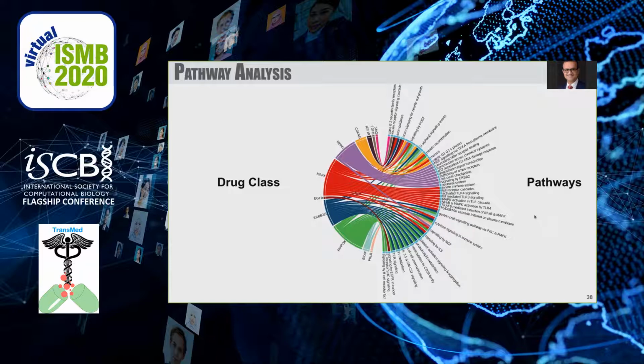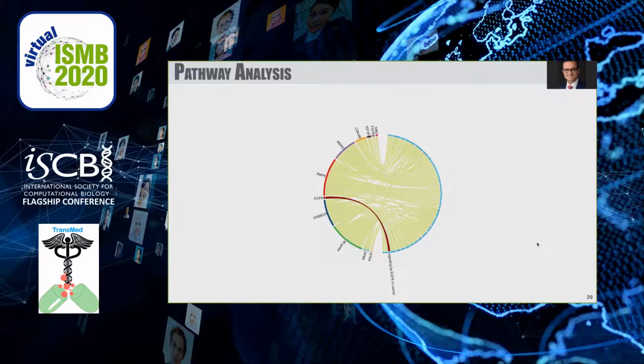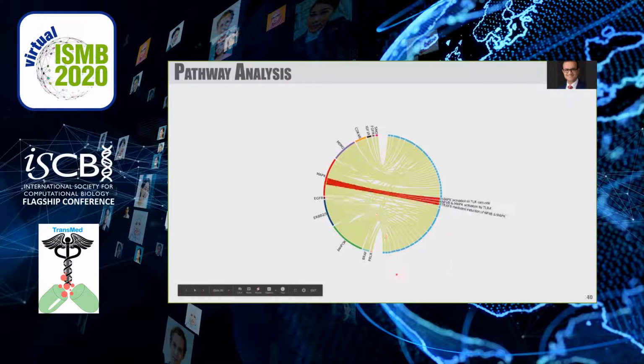Here, we divide the drugs into different classes according to their targets. For example, all the drugs targeting MAPK genes are grouped into one class. On the right side, you will see pathways that are significantly associated with drug response. Again, to highlight some examples, we have shown that the EGFR class of drugs is significantly associated with signaling by EGFR, and the MAPK class of drugs is significantly associated with MAPK activation pathways.